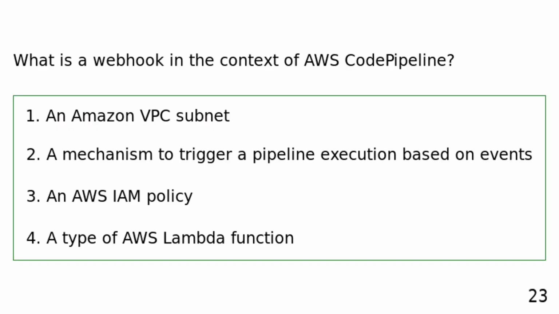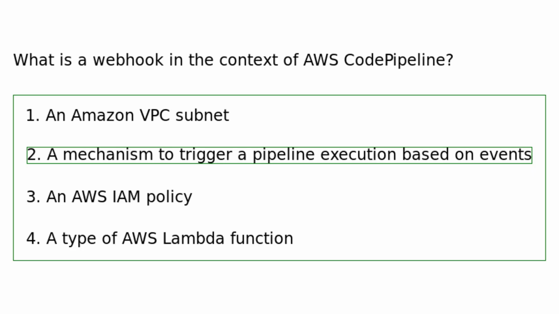What is a webhook in the context of AWS CodePipeline? An Amazon VPC subnet. A mechanism to trigger a pipeline execution based on events. An AWS IAM policy. A type of AWS Lambda function. A webhook in AWS CodePipeline is used to trigger a pipeline execution automatically based on events from external systems, such as code commits or application updates.